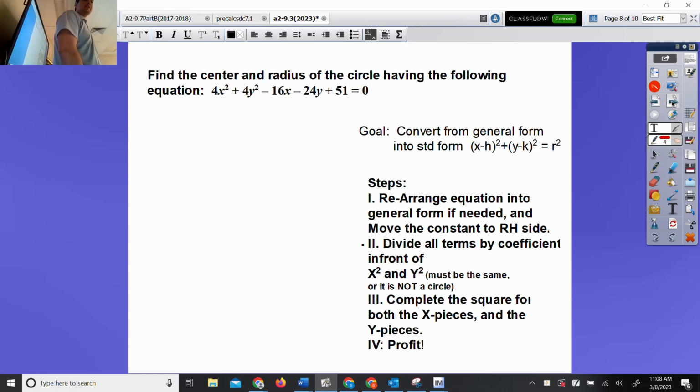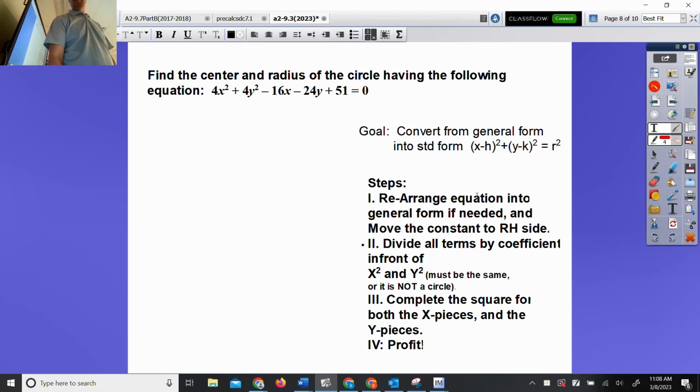All right, so find the center and radius of this circle having the following equation: 4x squared plus 4y squared minus 16x minus 24y plus 51 equals 0. The goal here is to convert it into general form, because when you're in general form, you can figure out your center and radius real quick. There are some steps here. I made a typo on step 1.